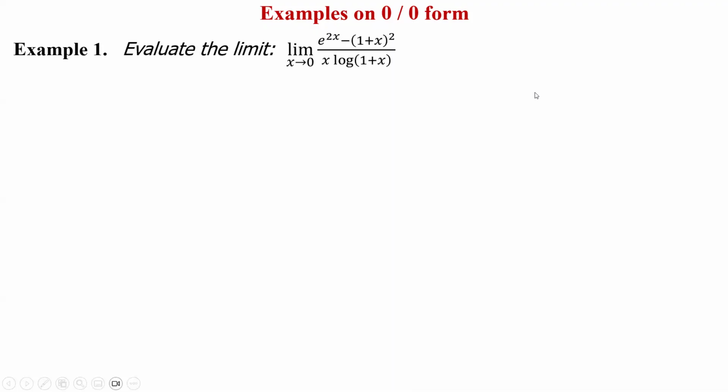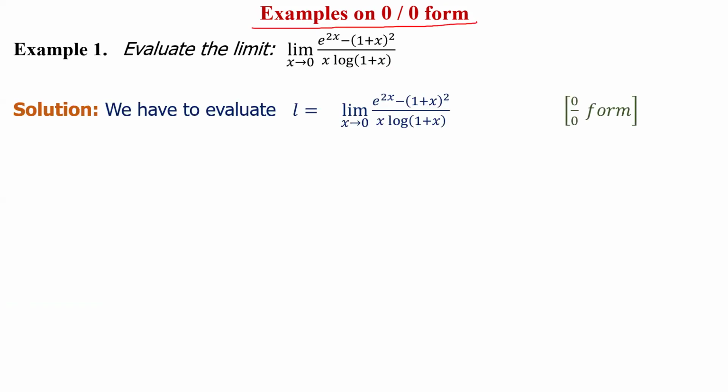In this lecture, we evaluate the limit of (e^(2x) − (1 + x)^2) divided by (x log(1 + x)) when x tends to 0. Now, this is an example of 0 by 0 form. We have to evaluate L equal to the limit of (e^(2x) − (1 + x)^2) divided by (x log(1 + x)).